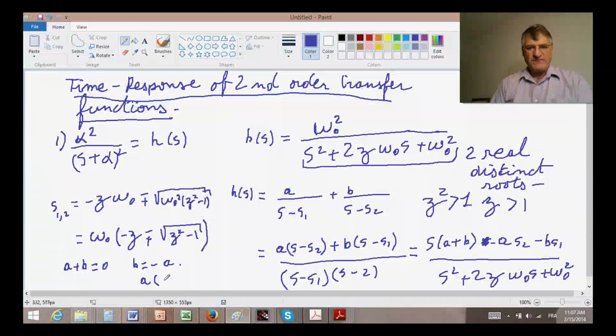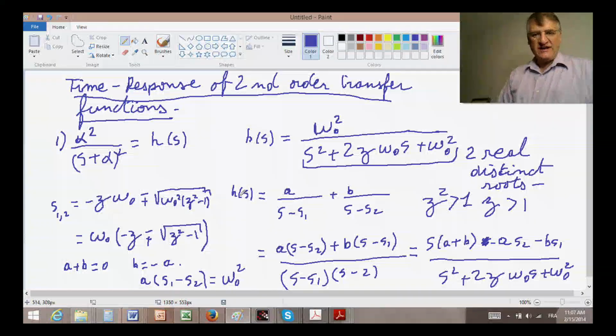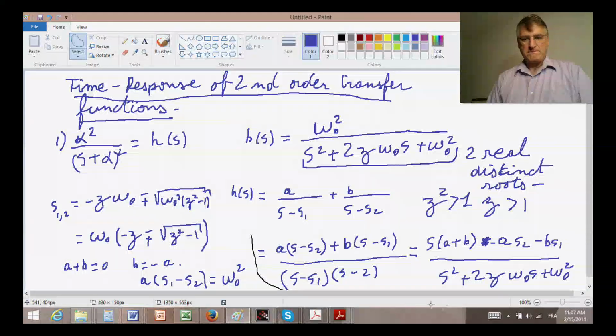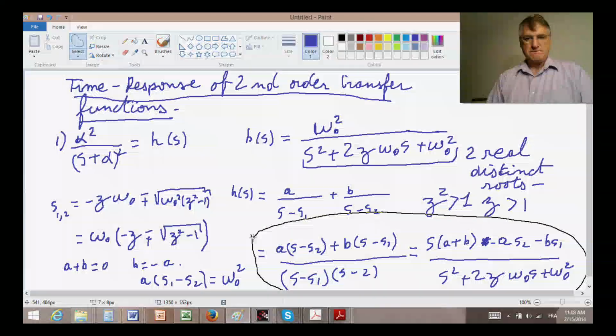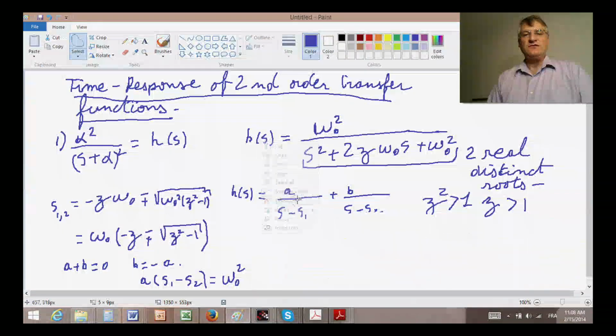And we obtain that a times s1 minus s2 must be equal to omega 0 squared, since this is what that says. So we know that s1 minus s2. So let's see. We can skip all this and continue our calculations.